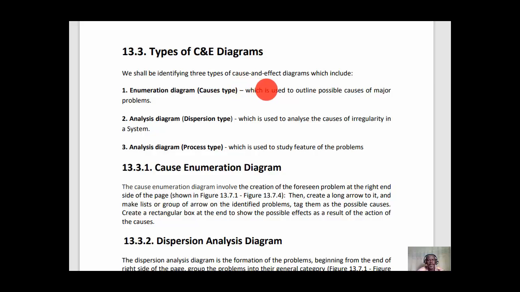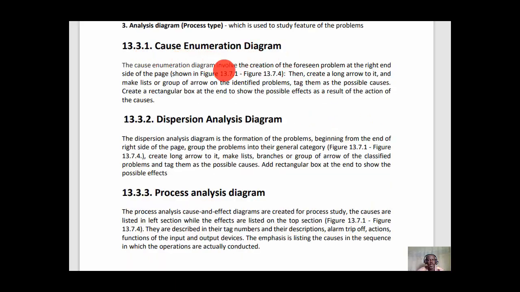We shall identify three types of cause and effect diagram, which include: 1. Enumeration diagram, cause type, which is used to outline possible causes of major problems. 2. Analysis diagram, which is the dispersion type, used to analyze the causes of irregularity in the system. 3. The analysis diagram, the process type, which is used to study features of the problems. Taking a look at cause enumeration diagram.